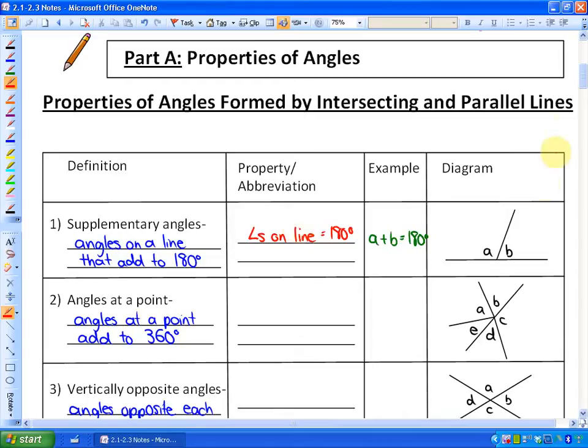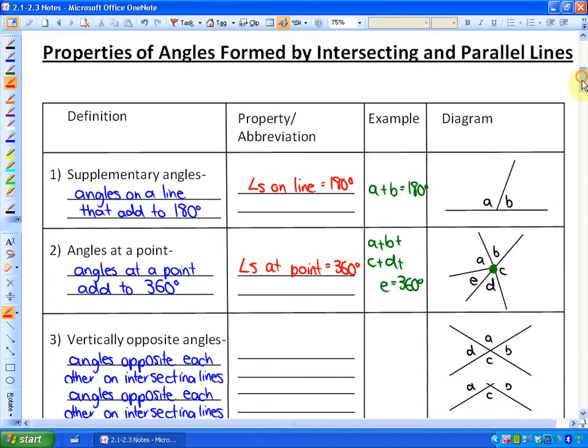Okay, definition number 2 is angles at a point. What we know is that angles around a particular point add to 360 degrees. So if you look at this diagram over to the right, all of these angles meet at that green point, and angles A plus B plus C plus D plus E all add up to 360 degrees. And the abbreviation, as we get into more practical examples, to describe that would be this. Angles, we just use the angle sign for that. Angles at a point equal 360 degrees.